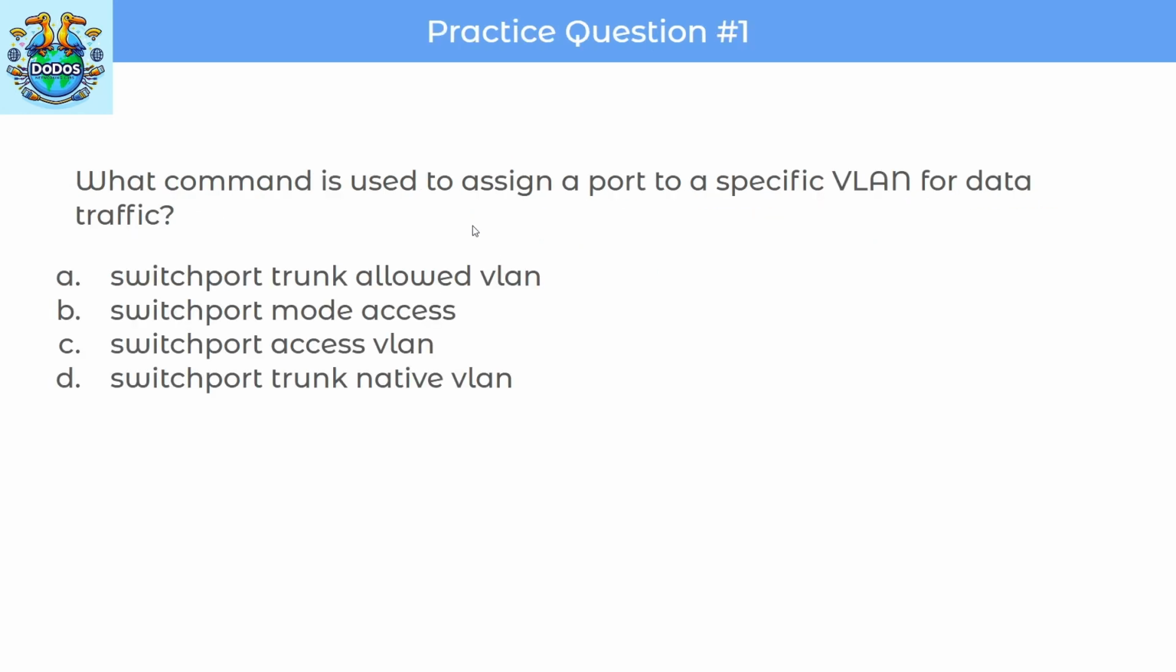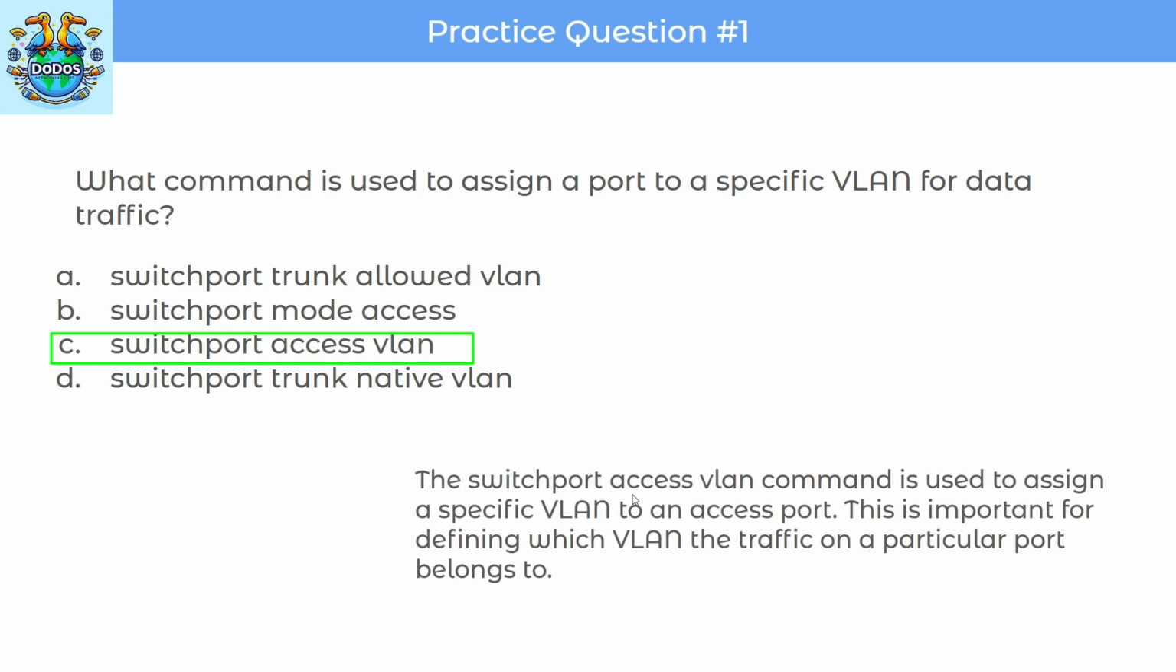Alright, let's get to the practice questions. What command is used to assign a port to a specific VLAN for data traffic? The answer is C, switchport access vlan. The reason is, the switchport access vlan command is used to assign a specific VLAN to an access port. This is important for defining which VLAN the traffic on a particular port belongs to.